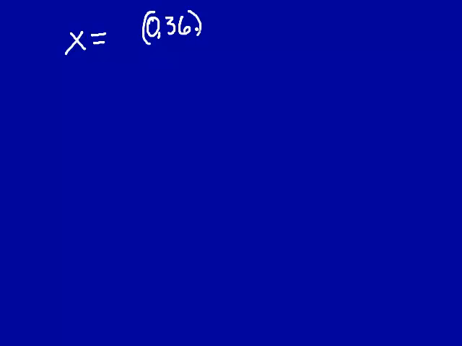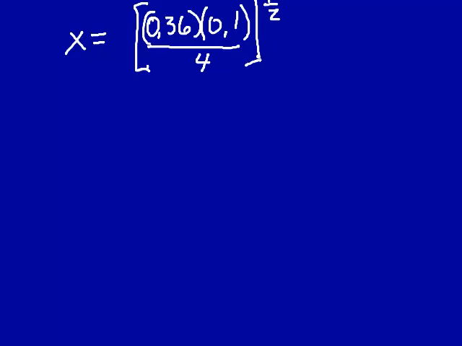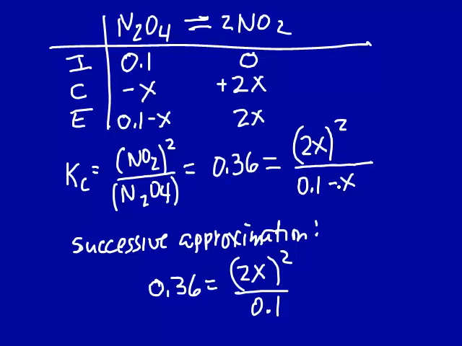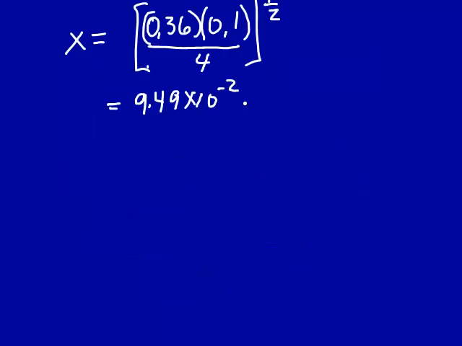x equals the square root of 0.36 times 0.1 divided by 4, raised to the 1/2. And we put this in our calculators, we find that x is equal to 9.49 times 10 to the minus 2. Okay, now in the successive approximation approach, we take this value of x and substitute it in where we ignored it before. We ignored it before right there. Or if we look at this equation, we ignored it right there.